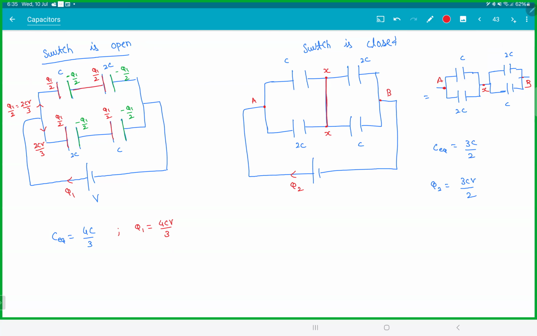Now charge Q2 has gone here. Now we have to be careful here. Look at this. Now C and 2C, right? Charges will distribute in the ratio of capacitance. So this will be Q2 by 3. This will be 2Q2 by 3. Then this will be Q2 by 3. This will be 2Q2 by 3. Look at the charge distributions.